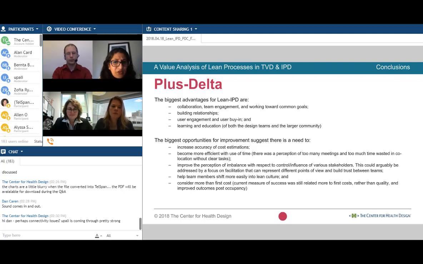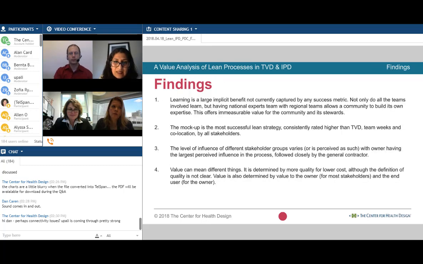Improve the perception of this imbalance with respect to control and influence. Everybody should not only have the same level of influence legally, but should perceive that they have it. Help team members shift more easily into the lean culture. And of course, something we've been hearing throughout, consider more than first cost as a measure of success.